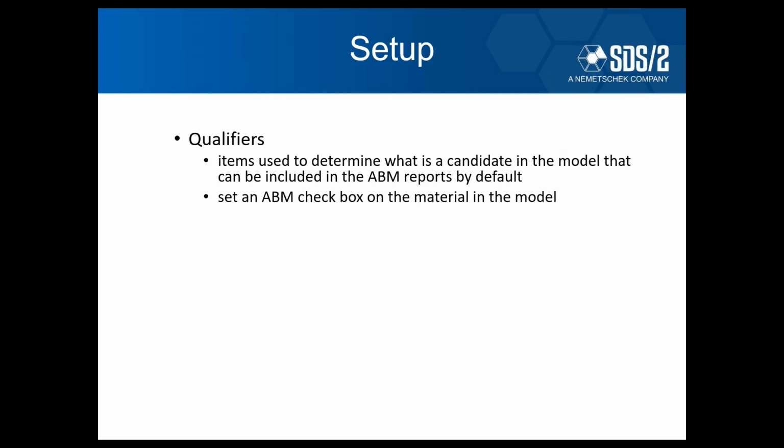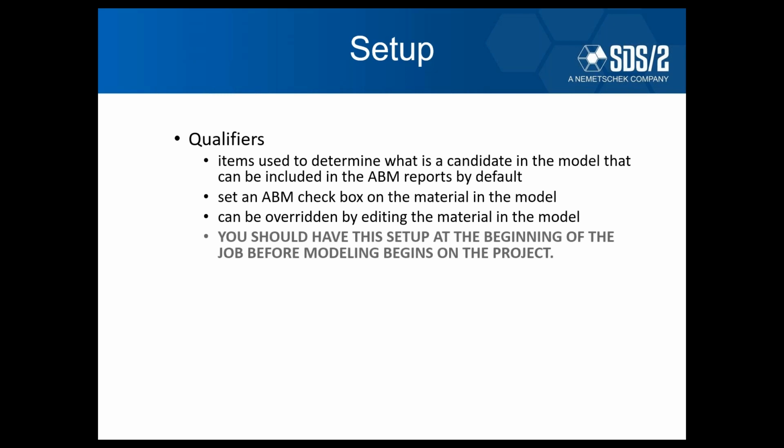What these qualifiers do is, in the material edit or the member edit for a main material, it is going to check box that this is possible to be on an ABM. That can be overridden by editing the material or the member, and there's a little nuance there with members and material that I'll go over, but it can be overridden in the model by editing that member or material and deselecting it, and then it will no longer be qualified to be on an ABM.